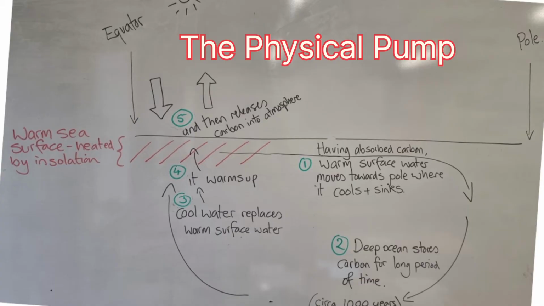Okay, and then at number 5 we can see that we have that exchange of carbon. So the carbon that's been stored deep in the ocean for maybe 1,000 years is going to be released into the atmosphere, and then different carbon is going to be absorbed back in. So via this we can see that there is this kind of long to medium term storage of carbon of about 1,000 years.